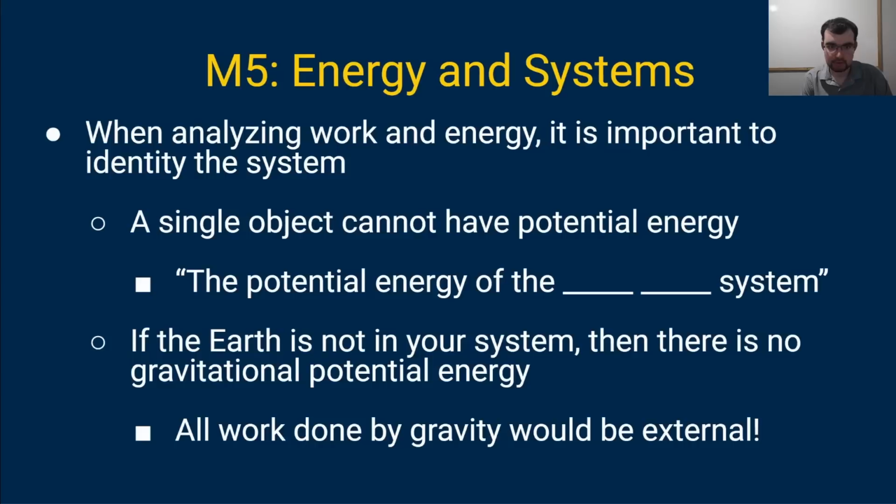In terms of systems, be careful what your system is. This is more of a multiple choice thing. I'm really not a fan of the nitpicking system questions, but be very careful to see what is and isn't allowed to be used. If the Earth is not in your system, there is no such thing as gravitational potential energy. That would all be external work in that case. So also get away from the phrase like something has potential energy, which is more of a middle school way of talking about it. Instead, it's the blank-blank system has potential energy, right? Potential energy is due to forces and interactions, so it's two objects.